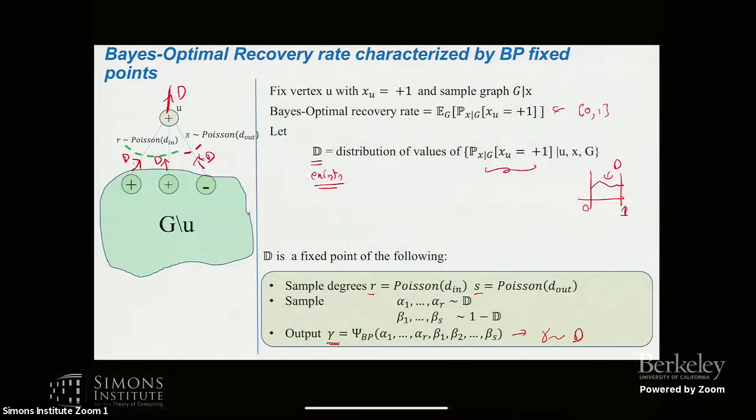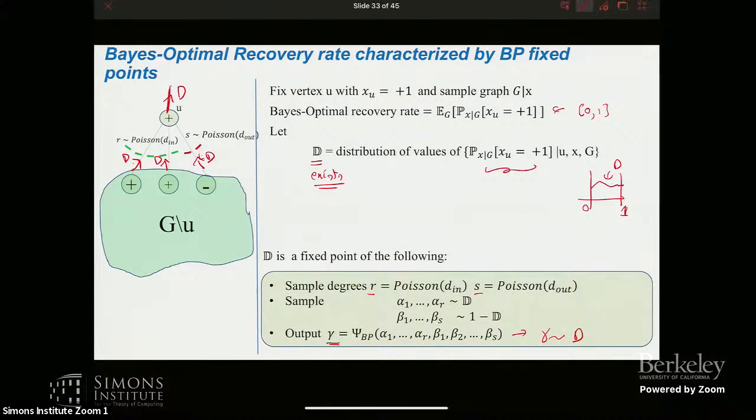Okay, but it's a distributional fixed point. It's a fixed point relation for D. Okay, is it clear? Any questions on this? So that's the reason why BP is interesting.